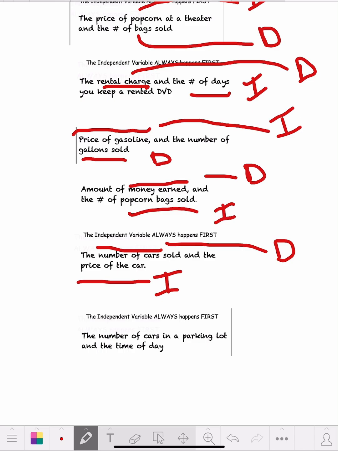Okay. Now, the number of cars in a parking lot and the time of the day. Now, this is a little tricky. But the time of the day, if say it was 4 a.m. in the morning, you're probably not going to have many cars in the parking lot. But if it was, say, 9 a.m., you get everybody going to work. So the time of the day is going to be independent, okay? Now, the number of cars is related to the time of the day, so that's dependent.